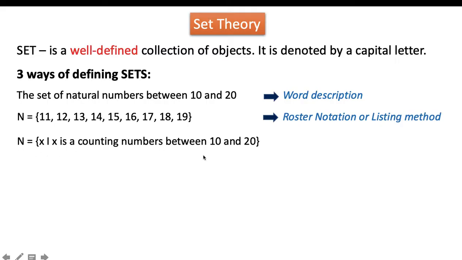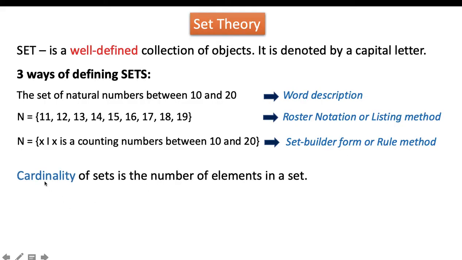In this format, it is read as set N is a set of all x such that x is a counting number between 10 and 20. So this form is called a set builder form or a rule method.